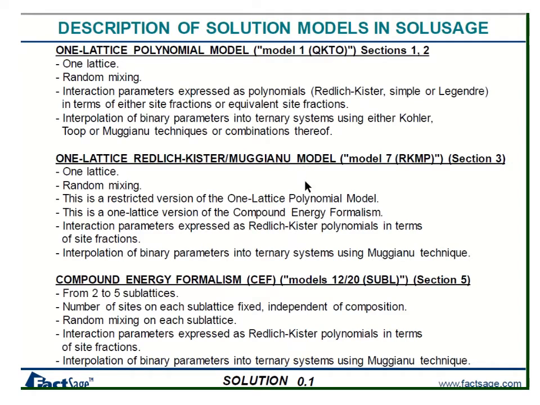When you go to a ternary system, we can use the so-called interpolation technique to predict the Gibbs energy of the ternary solution from the binary model parameters. In FactSage, we typically provide three different types of interpolation technique. The very first one is the Kohler type, and then the Toop and the Muggianu types of interpolation techniques. I'll explain the interpolation techniques again when we go to the ternary solution.